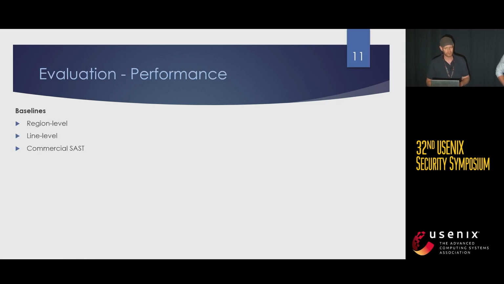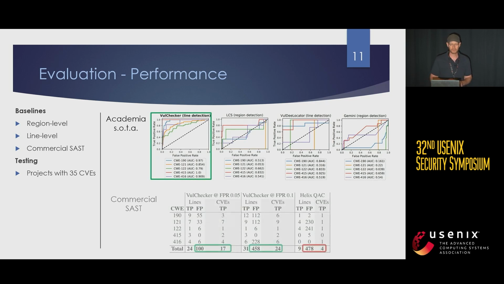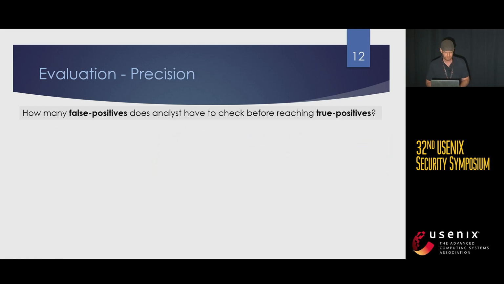So for our evaluation of performance, we compared against region, line level based detectors, as well as commercial SAS tools. We used a number of projects containing 35 CVEs. We obtained excellent results compared to state of the art. But more interestingly, when we compare it to a commercial SAS tool, as you can see here for Helix QAC, they found there were 4 true positives with 478 false positives, and if we tune the threshold of our model to the same false positive rate, we can identify 24 true positives. But it's not great that we have a lot of false positives, right? You don't want to have the developer sift through lots and lots of mistakes.